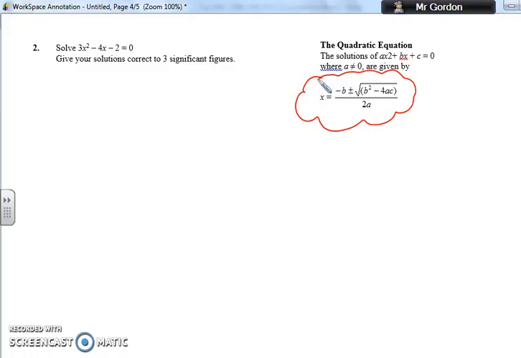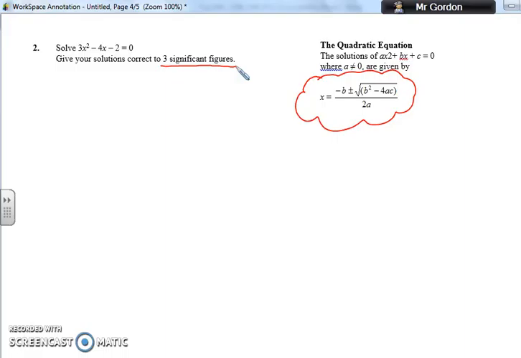And it says, solve 3x squared minus 4x minus 2 equals 0. Give your solutions correct to three significant figures. So again, this is another clue that we're going to need to use the calculator, because our answers aren't going to be nice numbers. They're going to be decimals. Okay, so how do we do it? How do we start this problem?